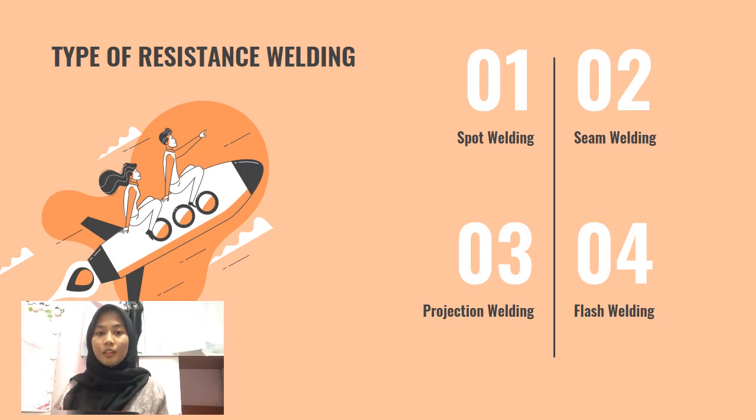Today I will explain about the types of resistance welding. There are four types of resistance welding. Firstly is spot welding, second is seam welding, third is projection welding, and lastly is flash welding.